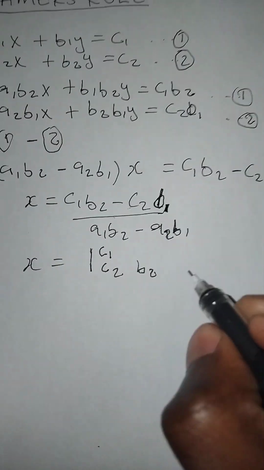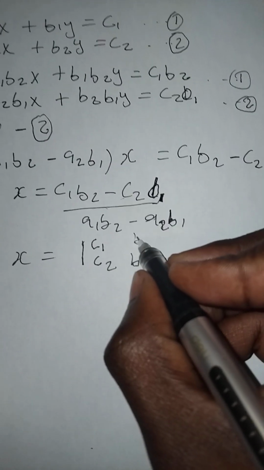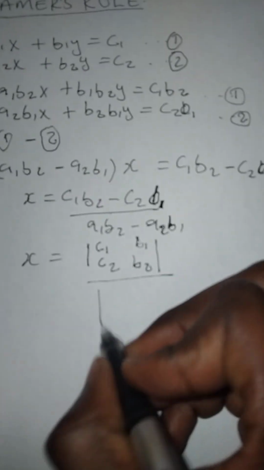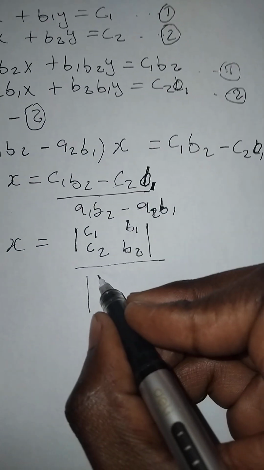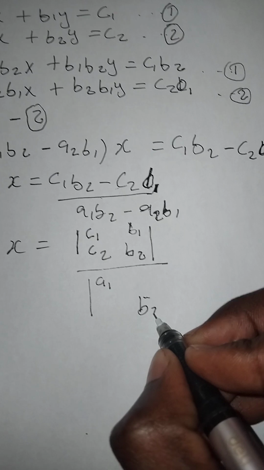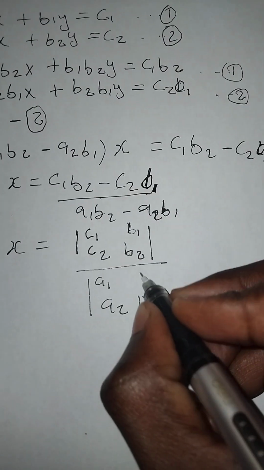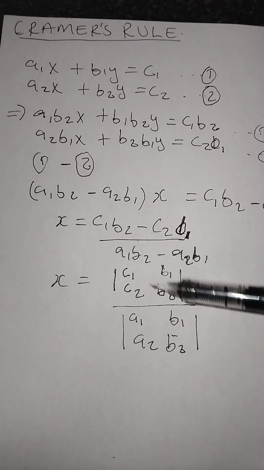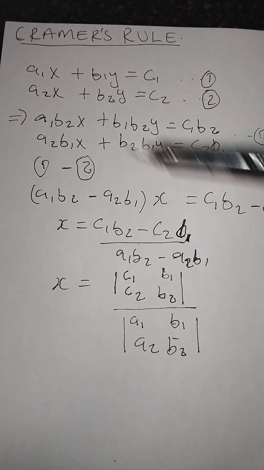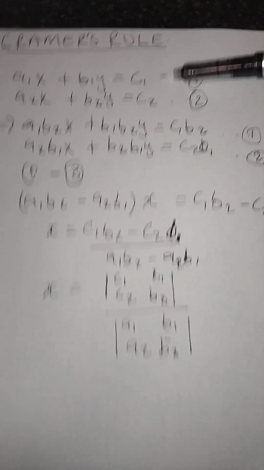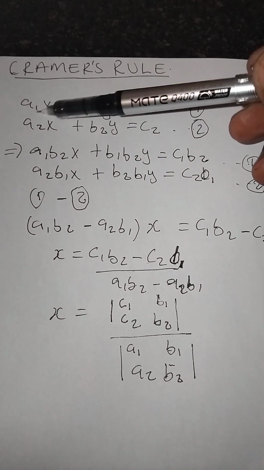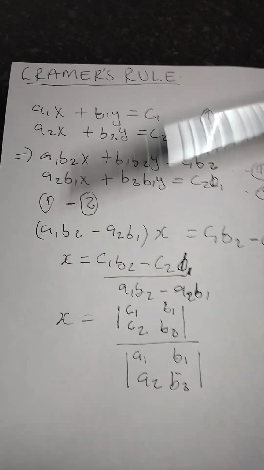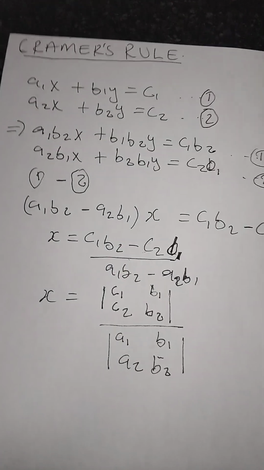Then we can also write b1 here in the form of a determinant, divided by the same arrangement for the denominator. We say it's a1, so it must be multiplied with b2, then a2 b1, just like that. If you take notice, at the numerator we have the coefficients of y and the constants. We excluded the coefficients of x. That is basically what happens when you're doing Cramer's rule: you exclude the coefficients of x in order to find the value of x.